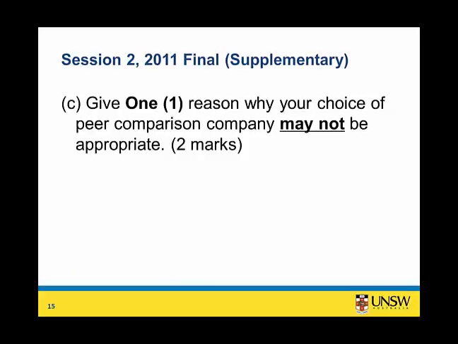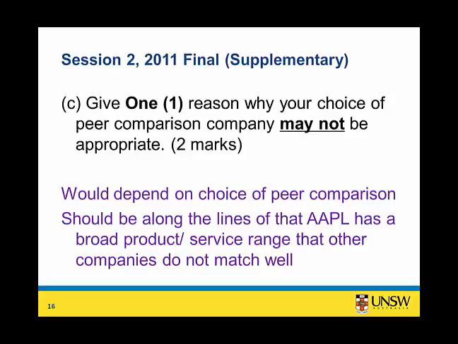So the second part, part C of this question, is asking why your choice of peer comparison company may not be appropriate. So here you're demonstrating some knowledge about how these two companies might not be a good fit. So when we look at Apple compared to Hewlett Packard, then Hewlett Packard may not be a good peer comparison because Apple has a cult following.